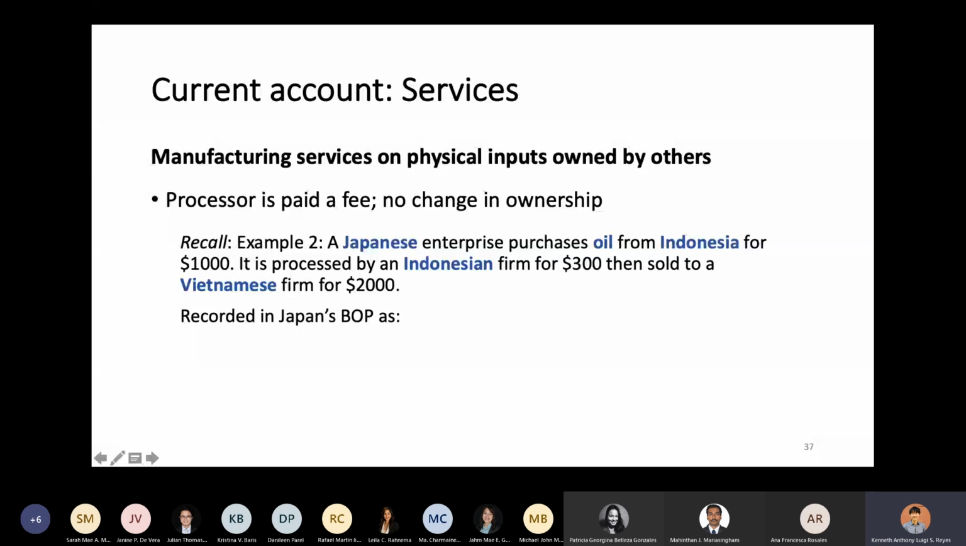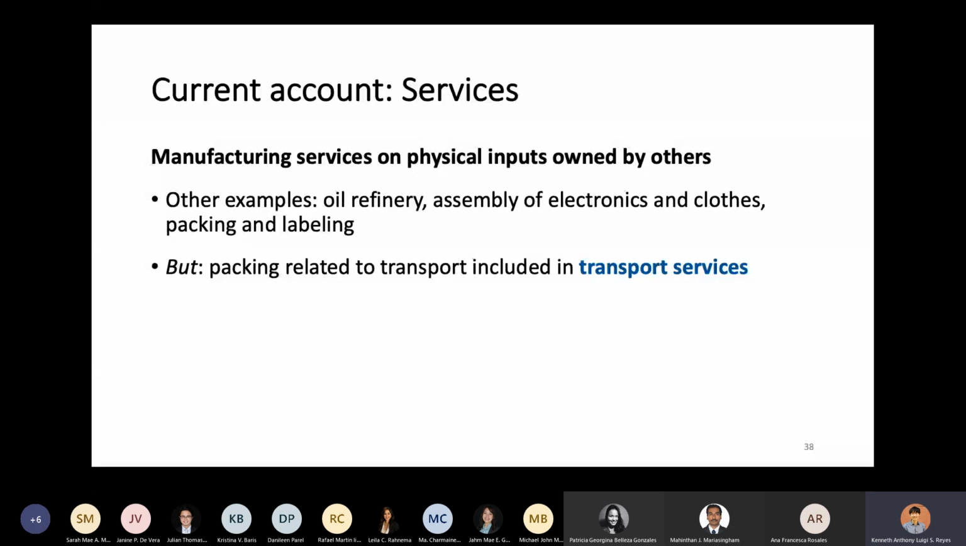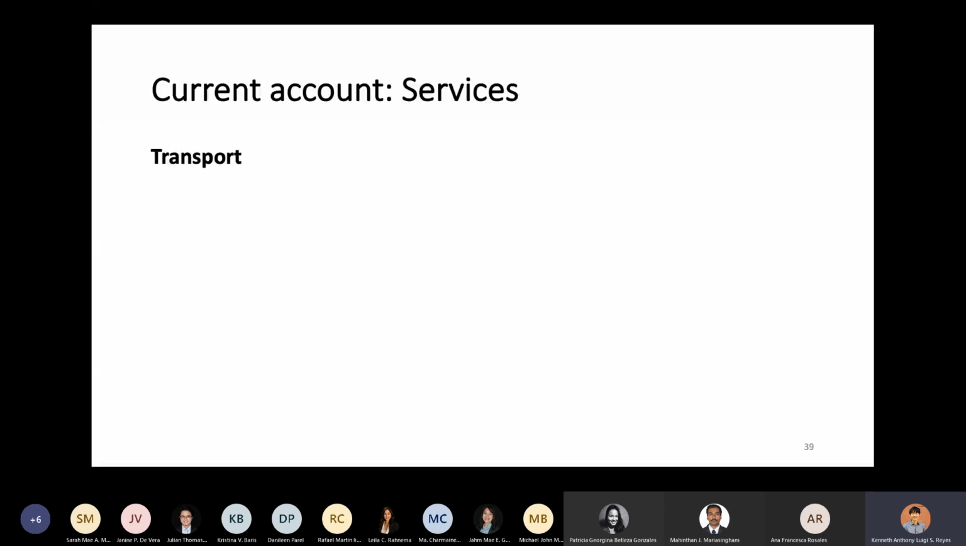Here are some other examples. Assembly of electronics and clothes, packing, labeling. All of these are examples of this category of services. However, if you have packing related to transport, it will be included in transport services. And if you assemble prefabricated construction materials, it will be counted in construction.